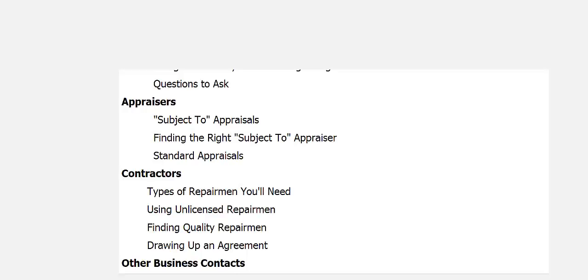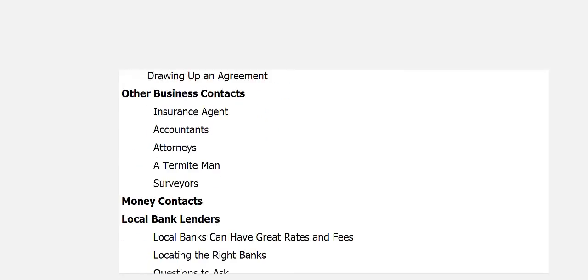Contractors, types of repairmen that you'll need. Using unlicensed repairmen, what's the risk to that? Finding quality repairmen, drawing up an agreement with repairmen. Other business contacts: you need insurance agents, accountants, attorneys, a termite man, surveyors.